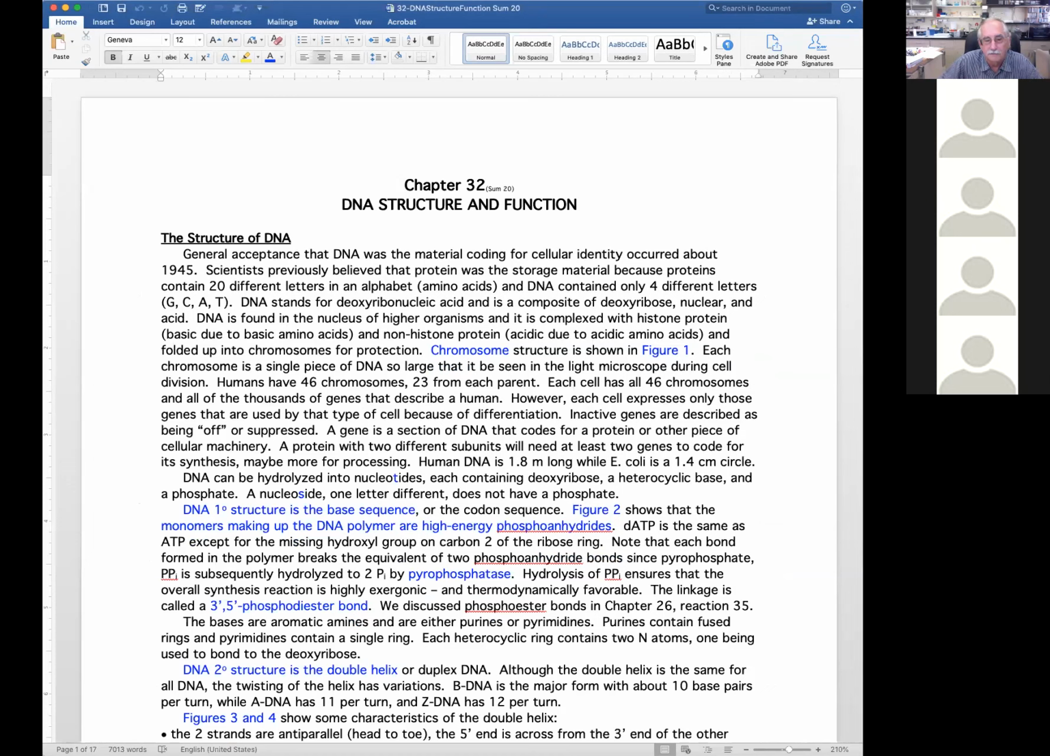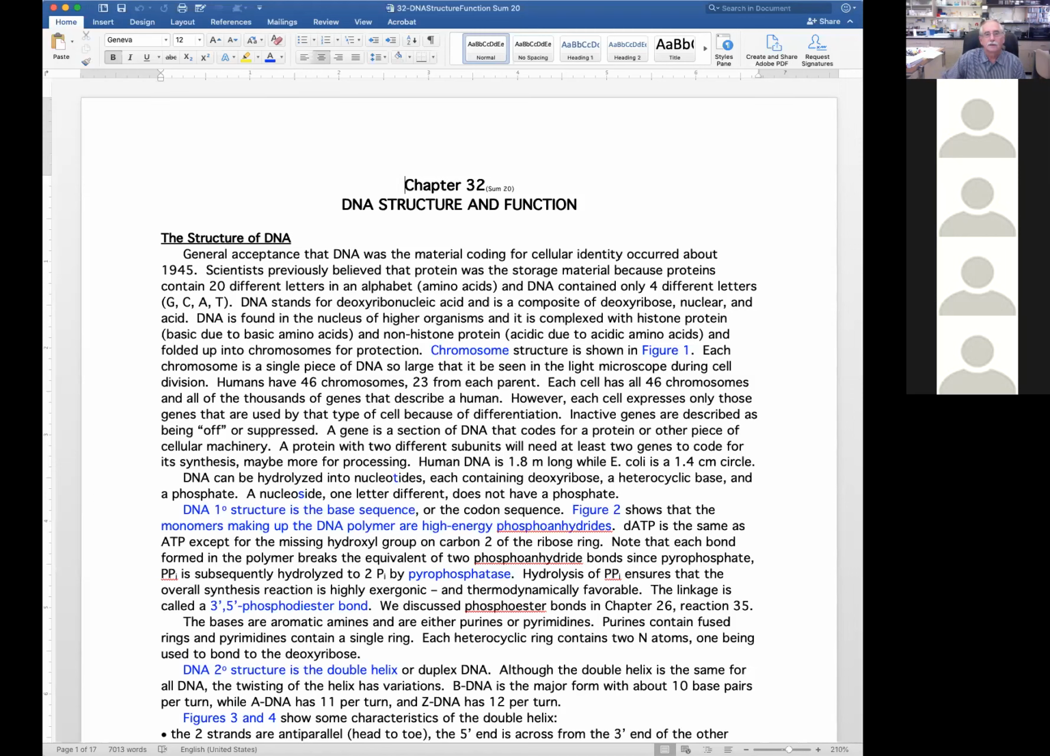Anyway, it wasn't until 1945 that they actually believed that DNA was a material coding for cellular identity. And there are some interesting stories I've heard from older scientists from Europe about how certain people who controlled countries didn't believe in DNA. It's kind of interesting. There have been some almost hilarious things done because of that.